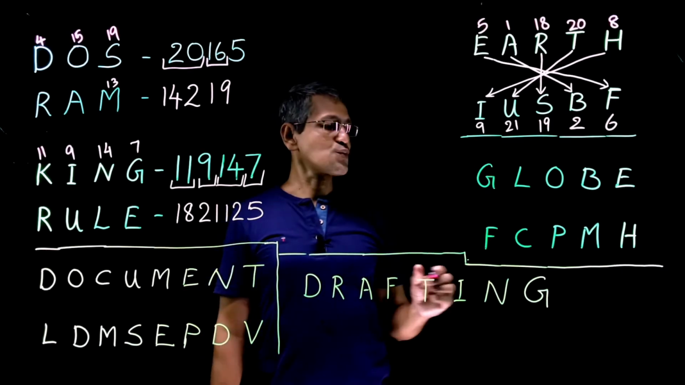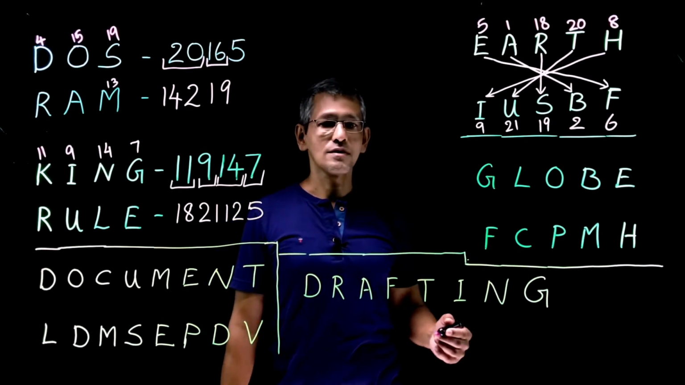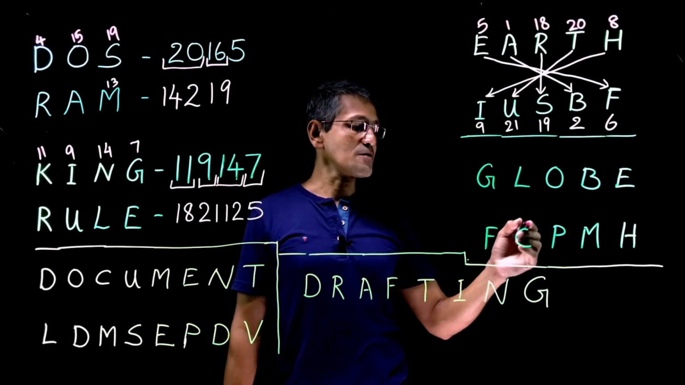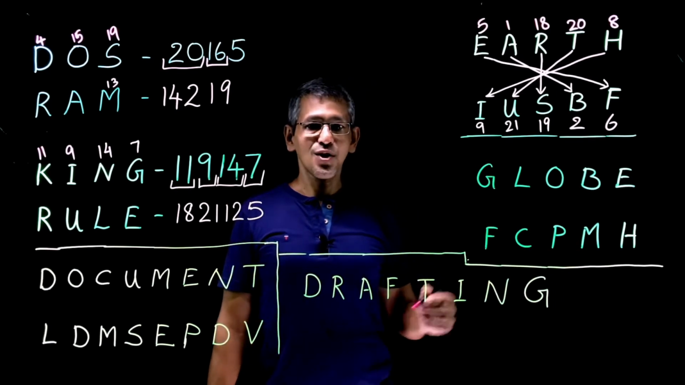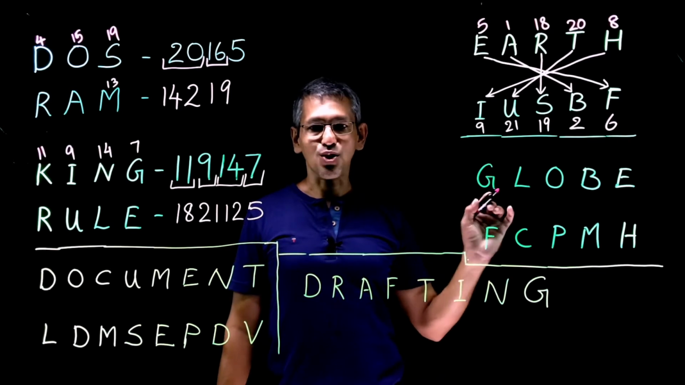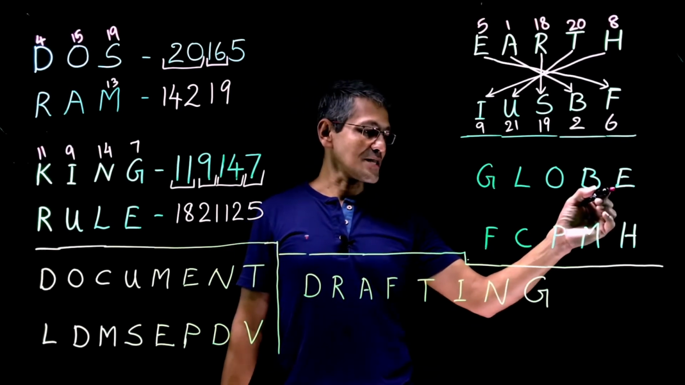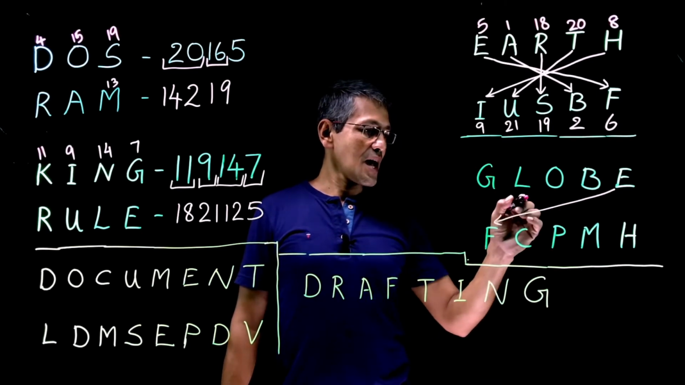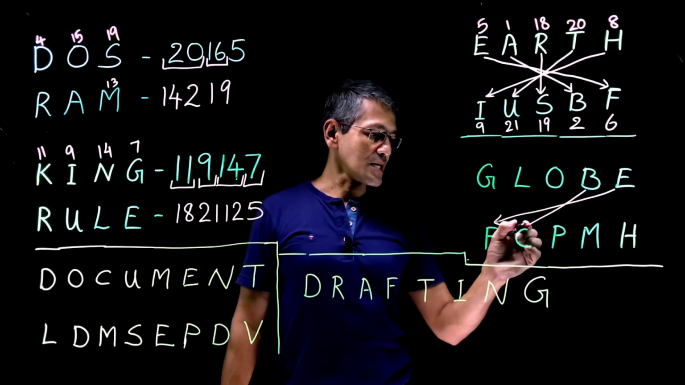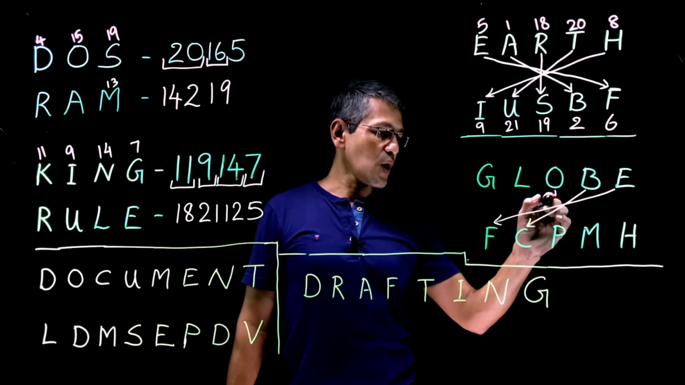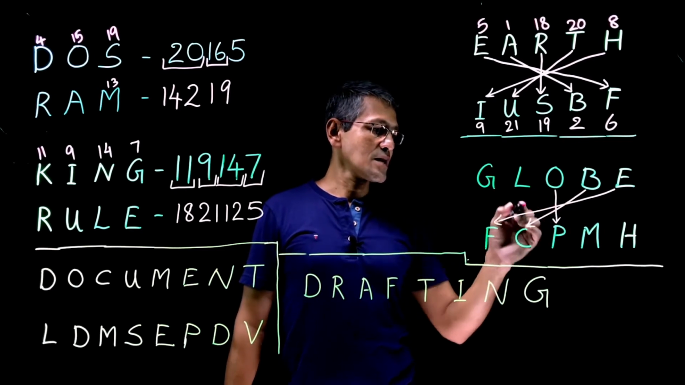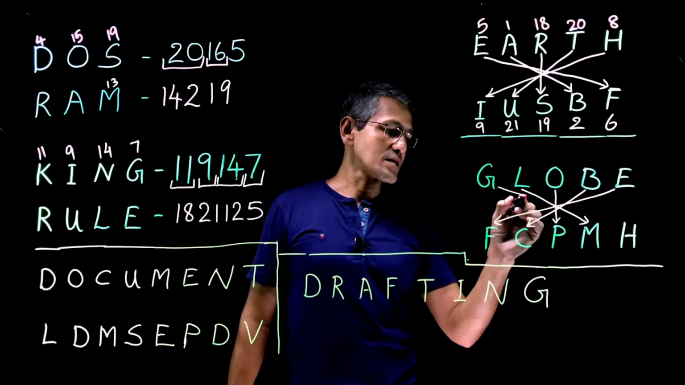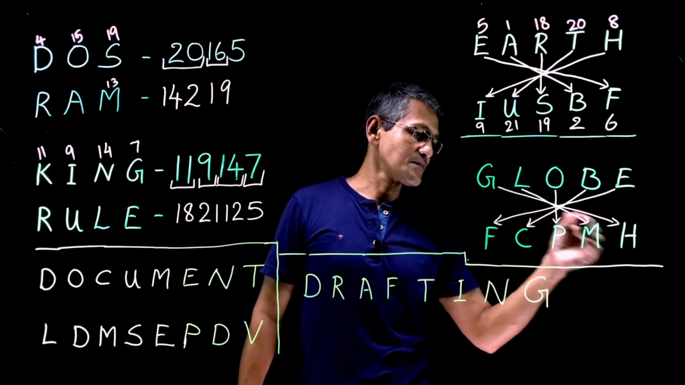So if that is the case, what is the code for globe? Well, it is clearly given as FCPMH. We are just verifying whether it's correct or not. So what is it? E and F. Yes, E and F are there. And well, B and C, right? And O and P, that's correct. L and M, that's correct. And G and H, that's right.